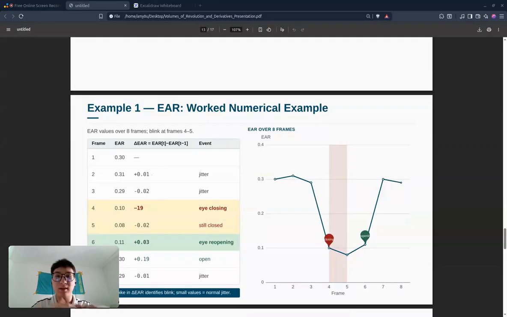and it's nothing like normal jitter, which stays small both ways, and it's nothing like drowsiness, where EAR would stay low for a long stretch with no quick rebound. This is exactly how real attention and drowsiness systems, including the one I built, tell a blink apart from a real attention lapse.